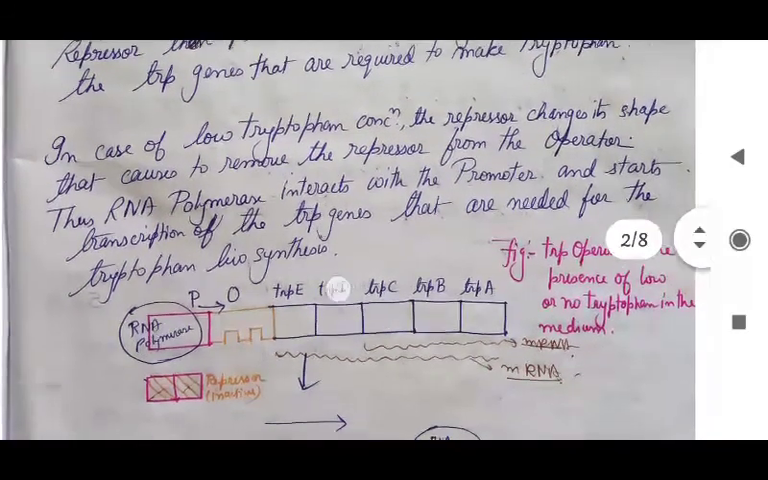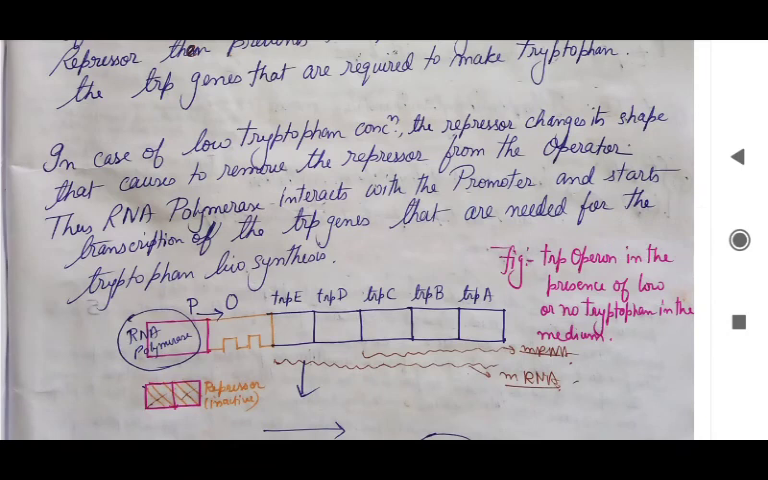In case of low tryptophan concentration, what happens? The repressor changes its shape again, because there is no tryptophan present or very little tryptophan present.